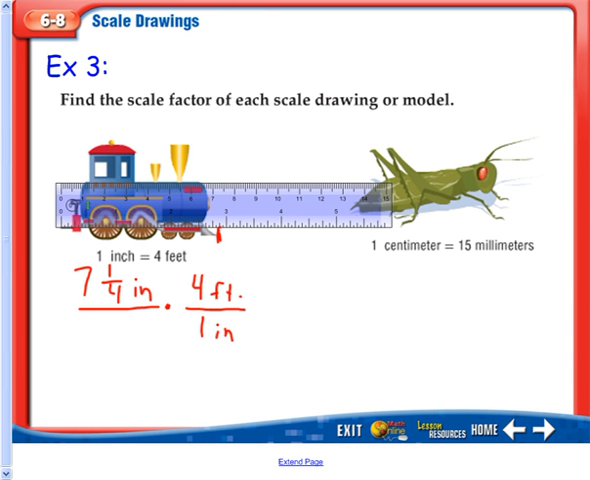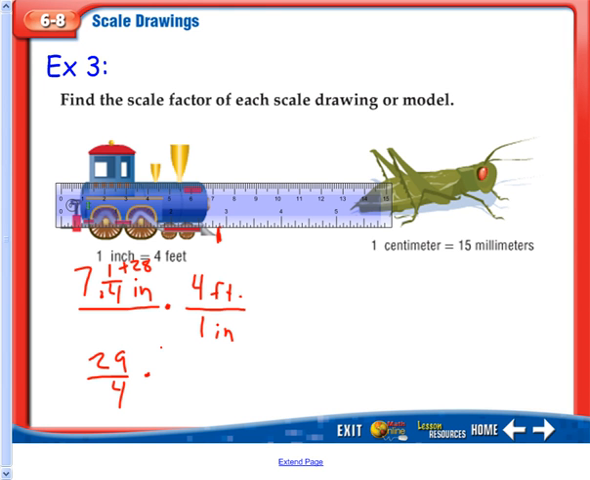So we can't multiply 7 1/4 times 4 because we can't multiply mixed numbers. We need them to be in a proper fraction form first. And to do that, we do 4 times 7, denominator times the whole number. It's going to give us 28, and we add 28 to the numerator. So our 1 becomes 29/4. 1 plus 28 is 29.